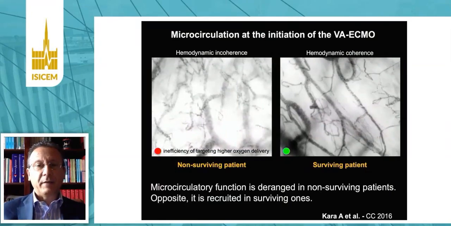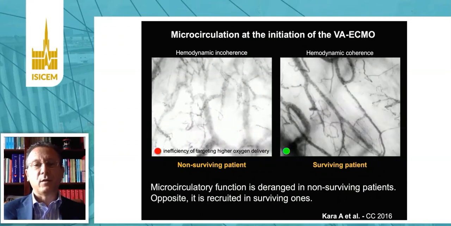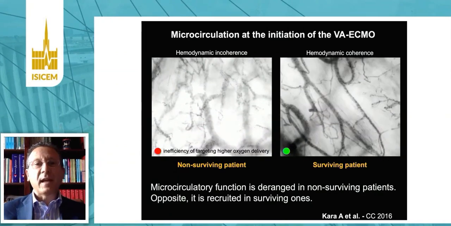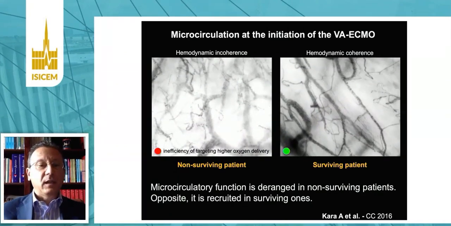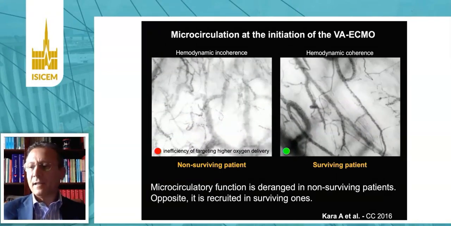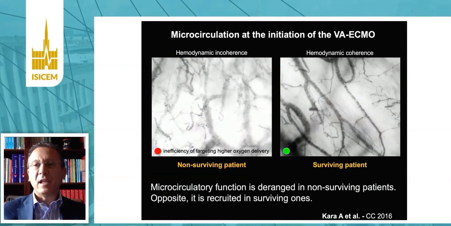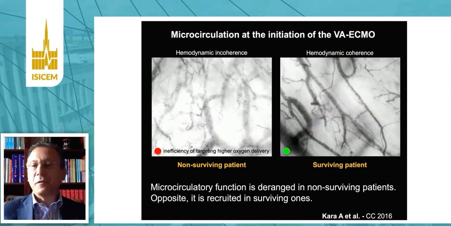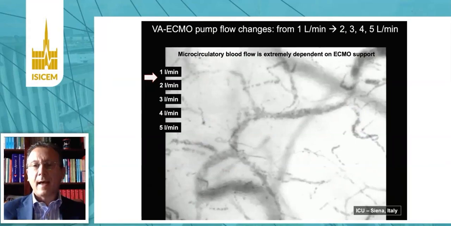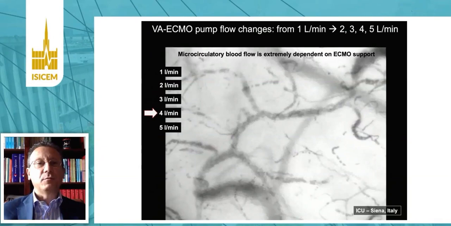Indeed, on the left side is the sublingual microcirculation of a patient who did not survive. And we can observe the hemodynamic incoherence due to the inefficiency of targeting higher oxygen delivery. On the right side is the microcirculation of a surviving patient, and we can observe the hemodynamic coherence due to the recruitment of microcirculation. This slide shows the microcirculation of a patient of mine at my ICU.